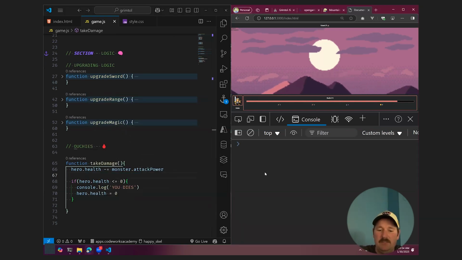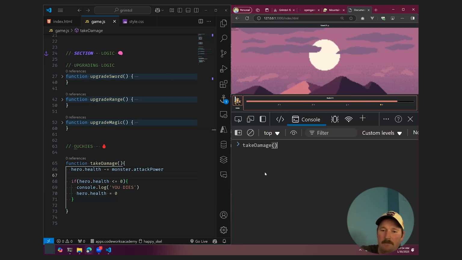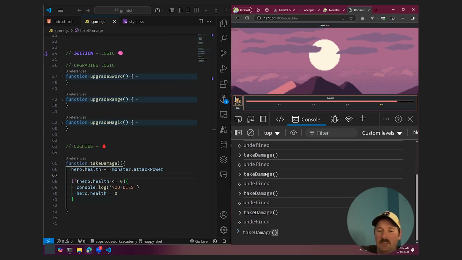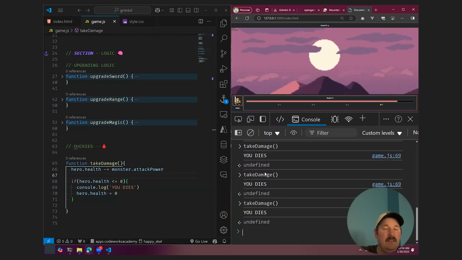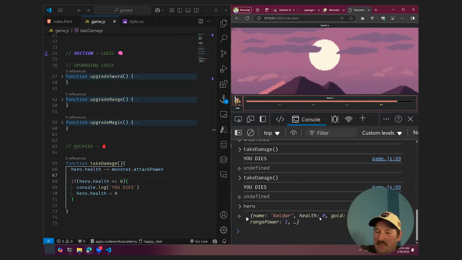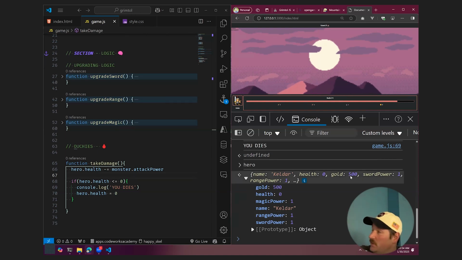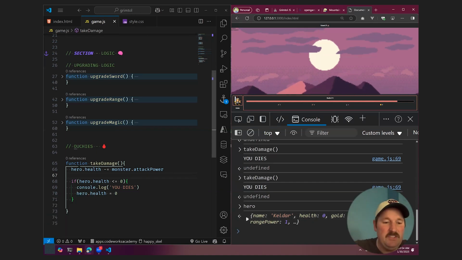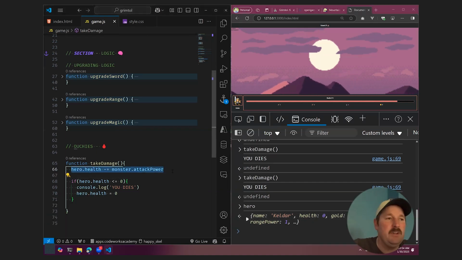So if we save this and we say take damage, all right? I take a lot of damage, at least like 10, before it tells me I die. Which is perfect, right? Look at our hero. We are dead. The health is at 0, right? Oh, my gold's at 500. All that wasted potential. My sword power's at 1, range power, all that stuff. Great. I like it. Now take damage just does exactly what it's supposed to do.